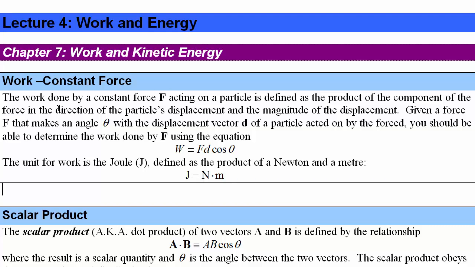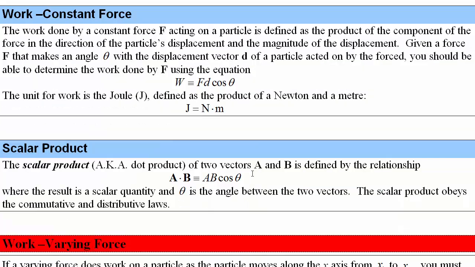Work for a constant force. The work done by a constant force is just force times d cos theta. Work is measured in joules. A joule is a Newton times a meter. Later on we'll see torque. Torque is measured in Newton meters, but it's an unfortunate situation where the same units technically describe a very different physical concept. Energy is not the same as torque, even though they have the same units.